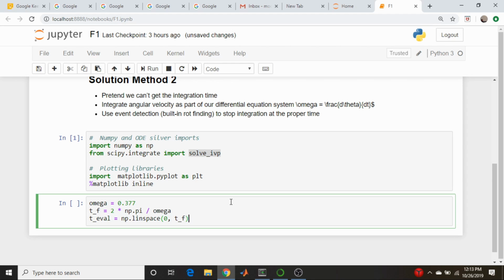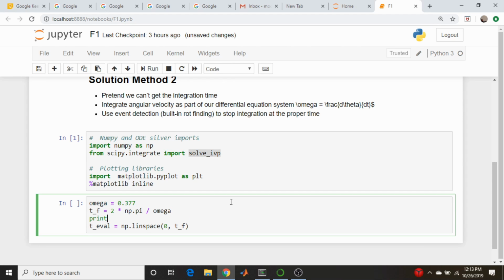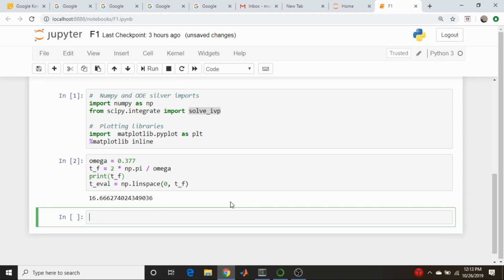And let's just print out t_f to make sure that that's a reasonable number. So print t_f, and let's just run that cell. It takes about 16 seconds, which kind of makes sense because it's moving rather slowly, and the angular speed is kind of on the slow side.